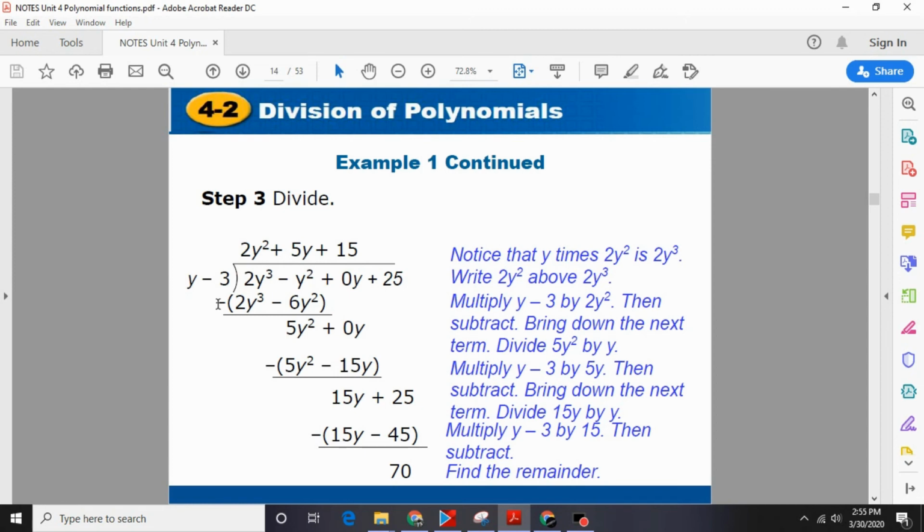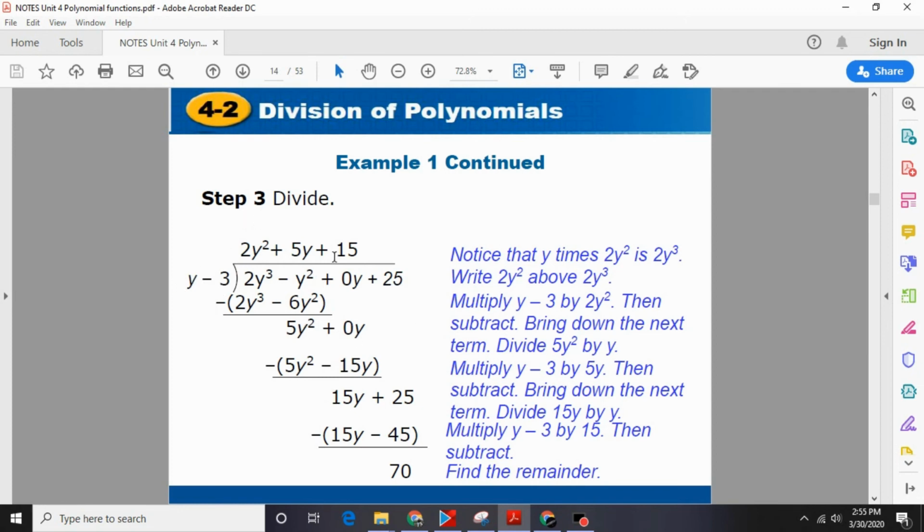But then we have to subtract. That's this piece right here. We subtract that value, and so what you're going to end up doing is taking the opposite. So this is 2y cubed minus 2y cubed, and negative y squared plus 6y squared, or minus a negative 6y squared. So that's where the 5y squared comes from. Bring down the 0y. If you want to, you can bring down the 25. I often will do that, but you don't have to. And then you repeat the process.